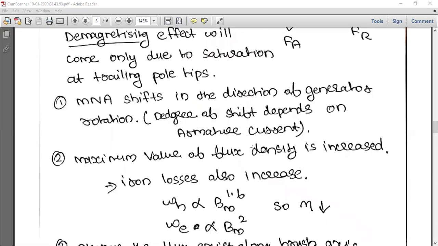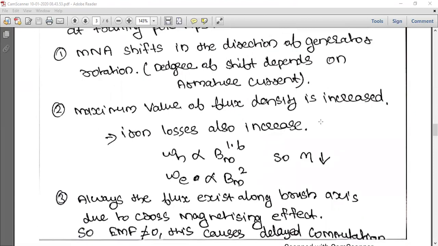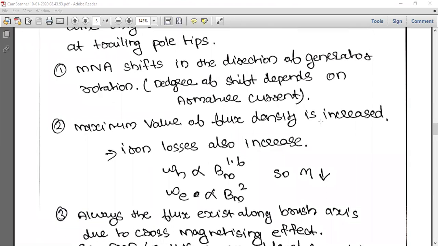So we can say that the MNA shifts in the direction of the generator rotation. You see, it was rotating like this, so the MNA was shifting in the direction of the rotation. How much it shifts depends upon the armature current. And here we can also say that the maximum value of the flux density is increased. One effect of armature reaction is that the maximum value of the flux density is increased, so iron loss also increases.